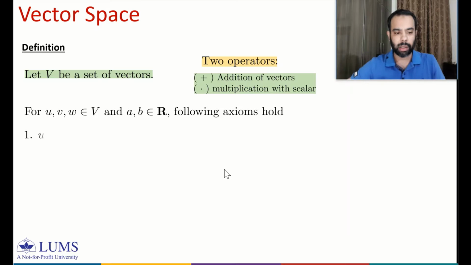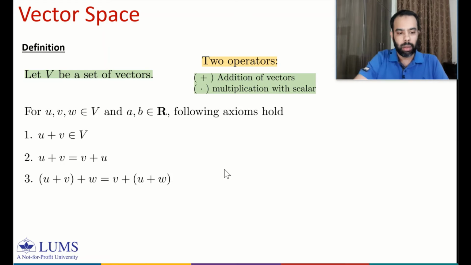The first axiom is that V is closed under addition. So you take two members u, v in V, and u plus v also belongs to V. Second axiom, addition of vectors is associative: u plus v plus w is equal to u plus bracket v plus w. So that means addition is associative.